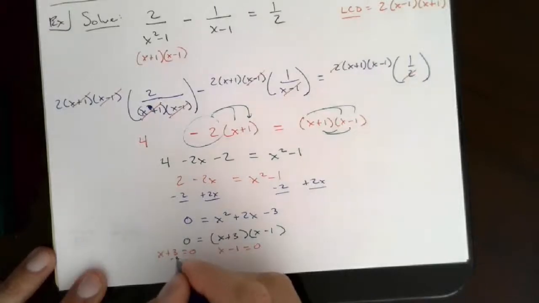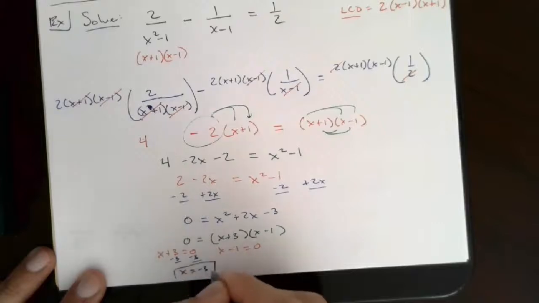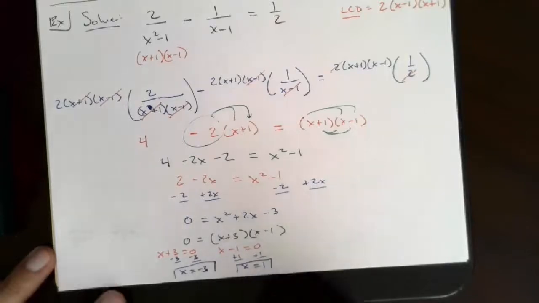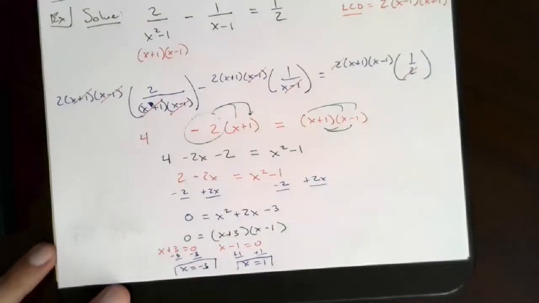Solving this, you subtract 3 from each side. Get x equals negative 3. Here, add 1 to each side. I get x equals positive 1. So it looks like I have 2 answers here.